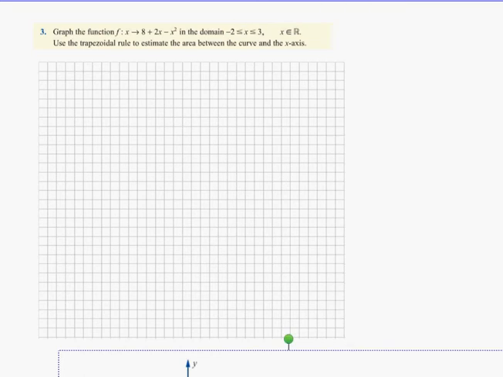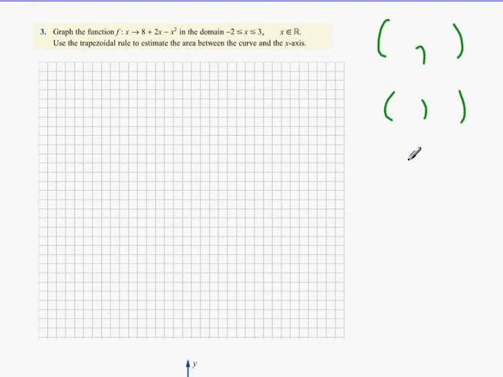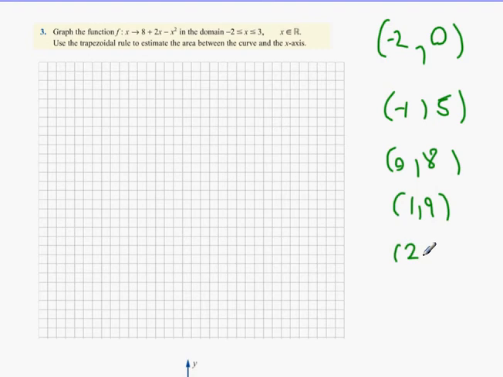Will somebody call them out for me? I can't remember them all. Go for it. Anybody with the points, please? Minus 2, 0. Minus 1, 5. 0, 8. 1, 9. 2, 8. 3, 5. That's it. Now, guys, what we know is that they're all positive.